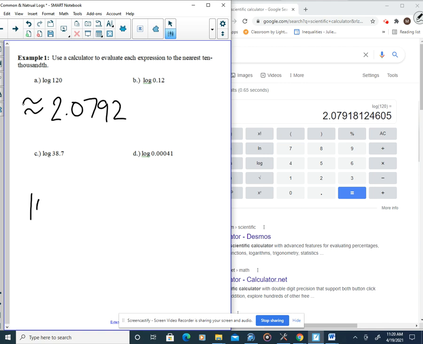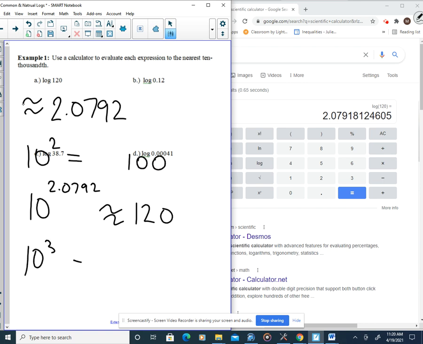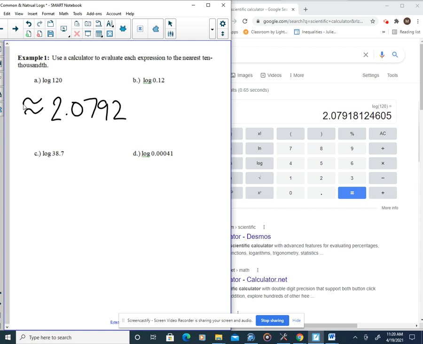So what that means is if you took 10 to the 2.0792, that would be about 120. And that does make sense. Because if you think about it, 10 squared is 100, and 10 to the third is 1,000. And 120 is in between 100 and 1,000. It's closer to 100. That's why our exponent is closer to the 2 up here than the 3 down here. And that's all we're doing today for this part of the notes.